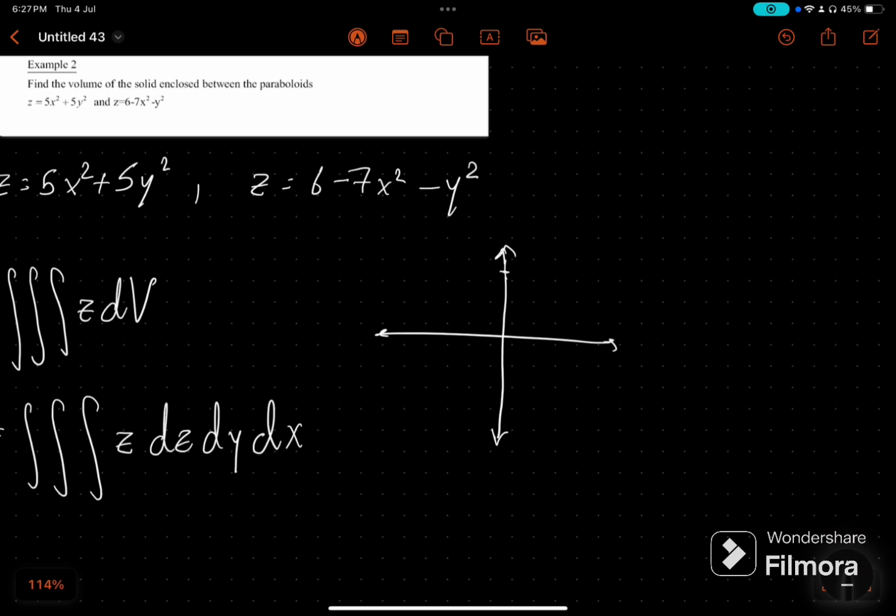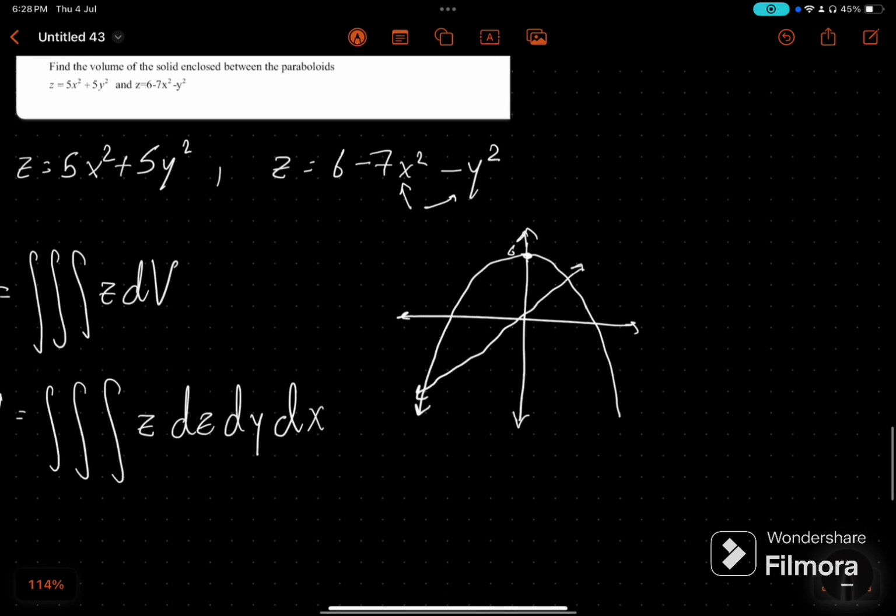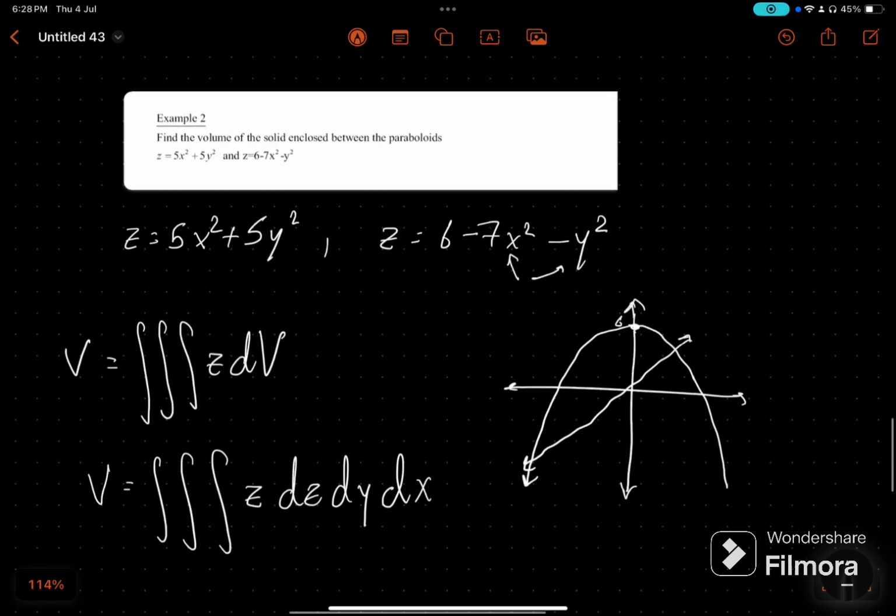Okay, so here this paraboloid is at 6. At 0 it equals 6. It starts here, and we have x negative and y negative, so they're gonna be going down like this. So this is our paraboloid. Of course, this is in 3D, however you're gonna imagine it. This is not a parabola, this is a paraboloid in 3D.